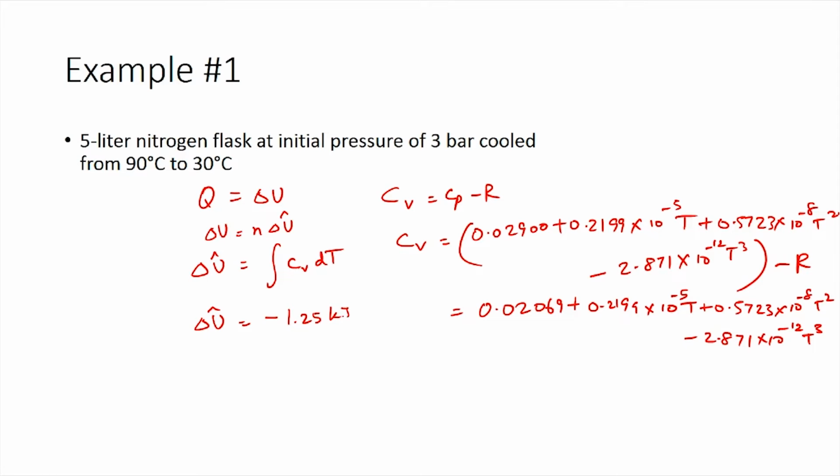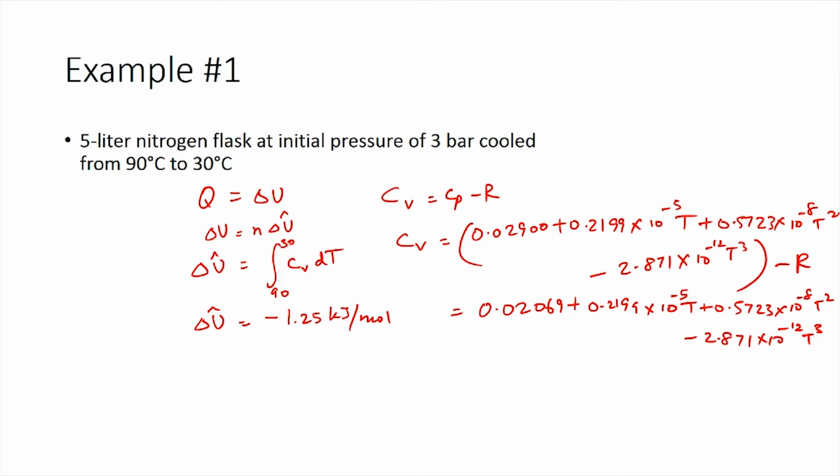1.25 kilojoules per mole. So, the initial temperature is 90 degree Celsius and the final temperature is 30 degree Celsius. Within these limits we have integrated it to get minus 1.25 kilojoules per mole. As the process is a cooling process, the change in internal energy is negative. Now, we need to know the value for n.